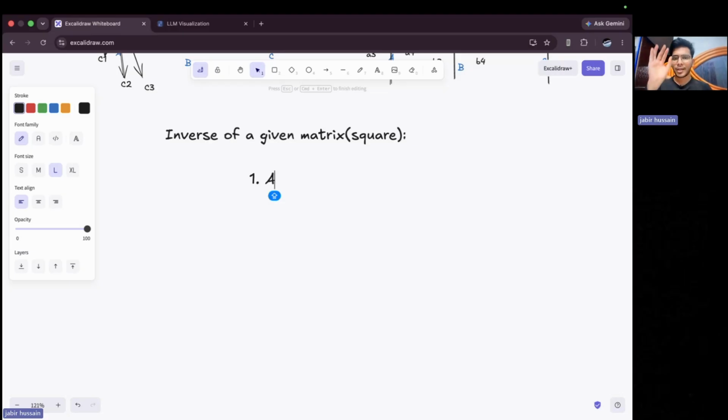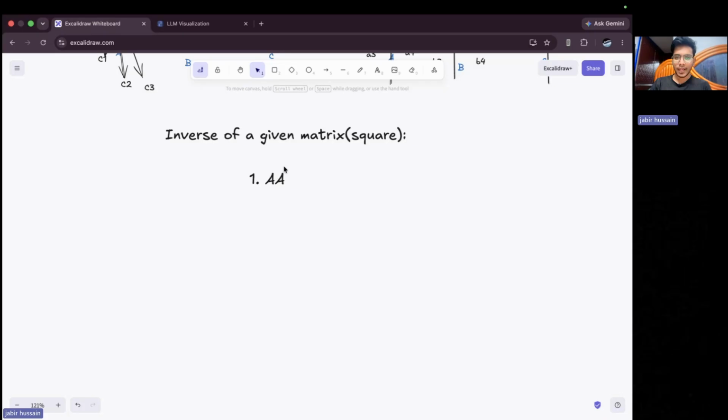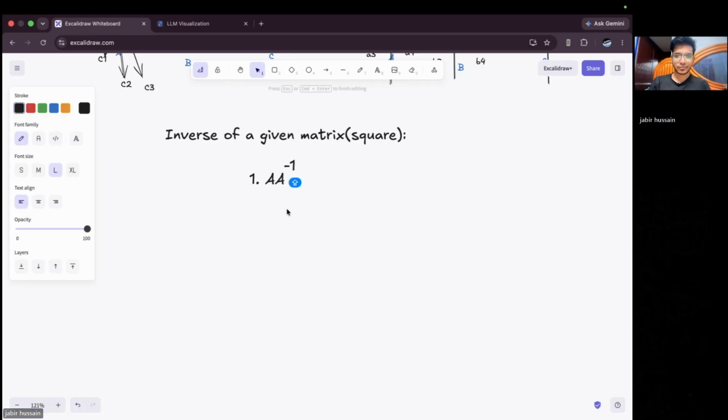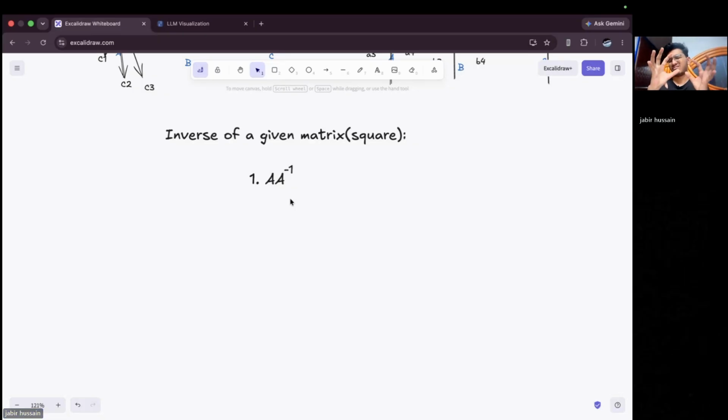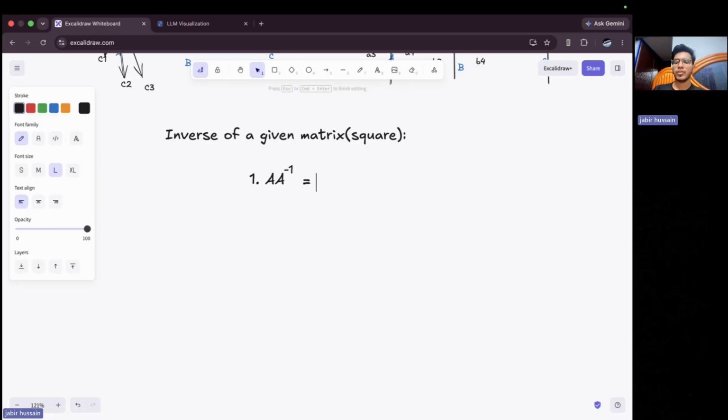But the mathematical description says that if a given matrix A is non-singular, then there will be a matrix, let's say, A inverse. Let me write how I'm supposed to write A inverse. So there exists another matrix which I'm representing as A inverse. I'll talk about what this A inverse is and how we'll find it, but when you multiply these two, it will give you the identity matrix.